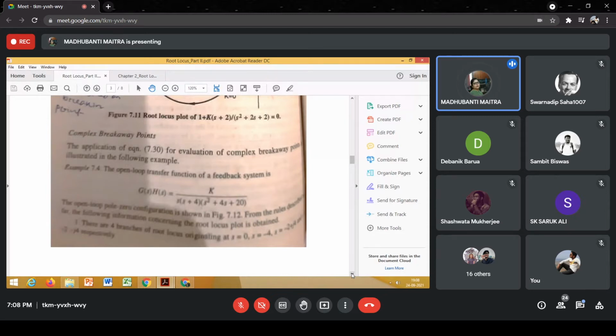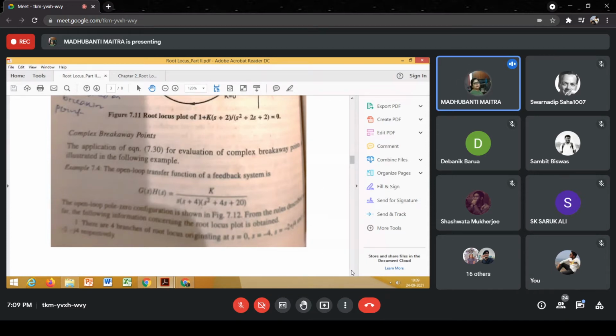But from this open loop transfer function, we find that four open loop poles are there, and the open loop poles are located at s equal to 0, s equal to minus 4, and s equal to minus 2 plus minus j4.